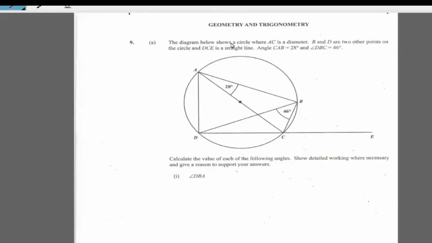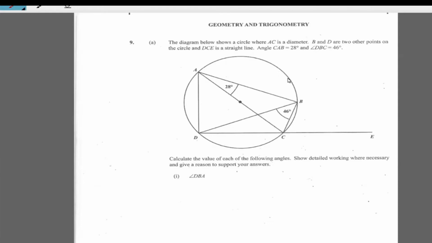Now we're looking at question 9. The diagram shows a circle where AC is a diameter, and B and D are two other points on the circle, and DC is a straight line. So this is one straight line. They tell us that angle CAB is 28 and angle DBC is 46 degrees.